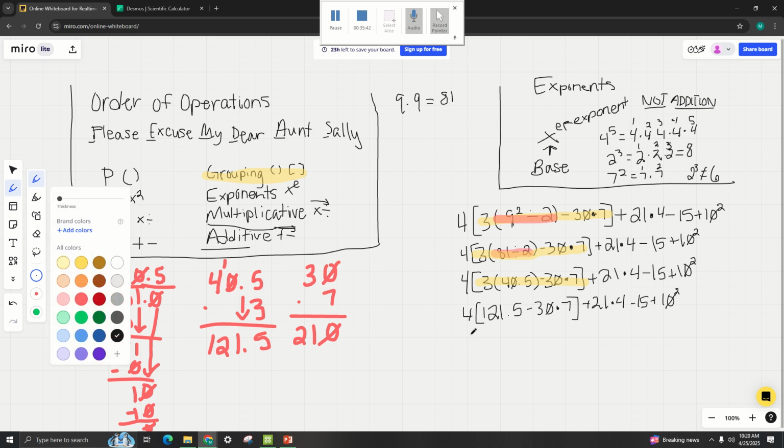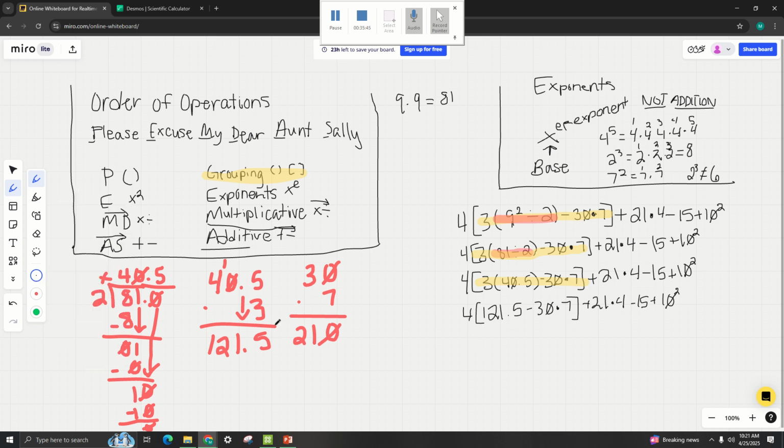So now I can write, oh, I can change my colors. Okay, cool. For my square bracket, 121.5. Oh, we're going to have a negative number here. I'm sorry, y'all. 121.5 minus 210. Close my square bracket, add 21, multiply by 4, subtract 15, and add 10 squared.